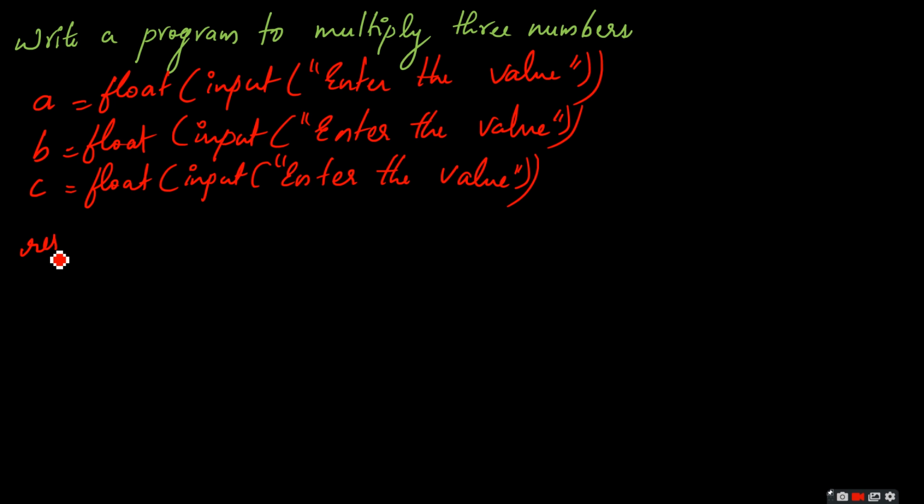So in order to store the result, I am taking a variable result equal to A into B into C. Now in multiplication, we have to use the asterisk or the star symbol. After that, we can display the result, that is print result. Now think about this step. First we will input. Second step we will do the calculation. In the third step we will print the result.